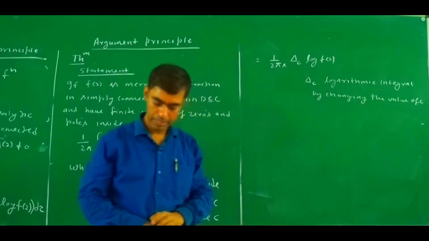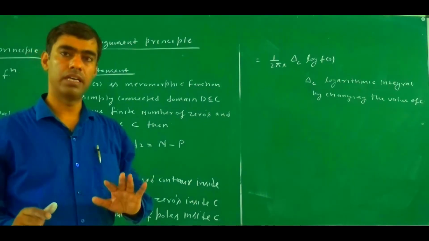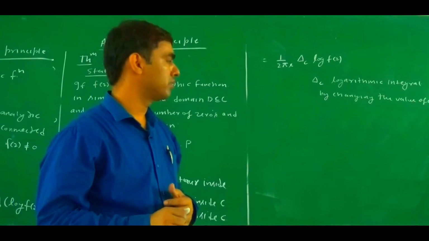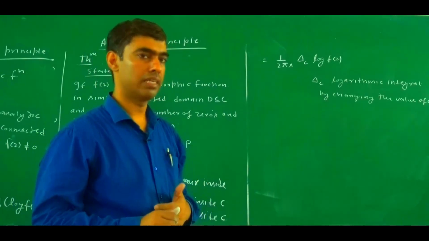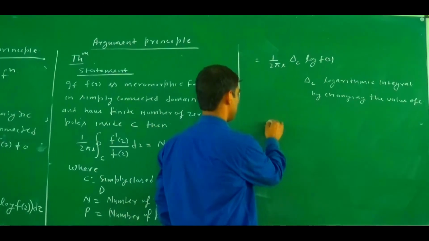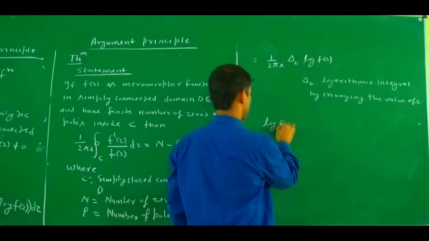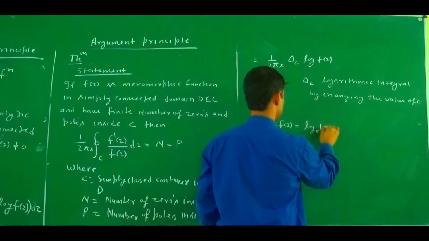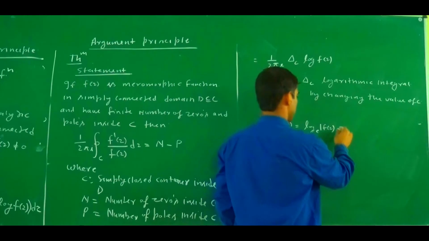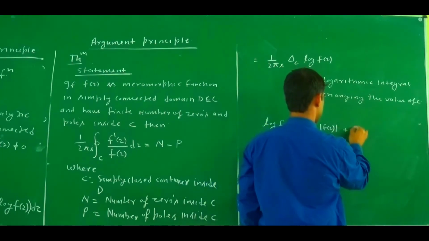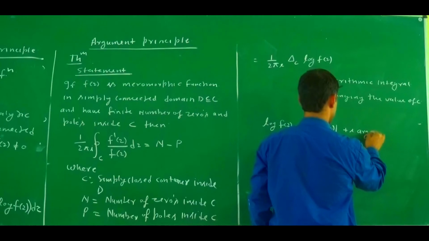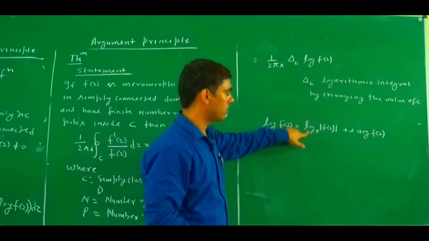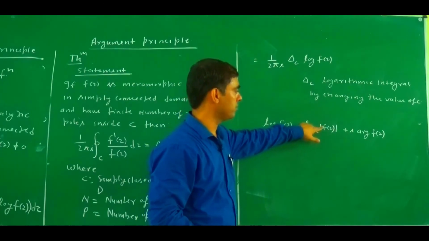So as we know that f(z) has an infinite number of branches. So we may consider such a branch which is analytic, and we may write log f(z) equal to log of mod of f(z) plus i argument of f(z). Now log of mod of f(z).